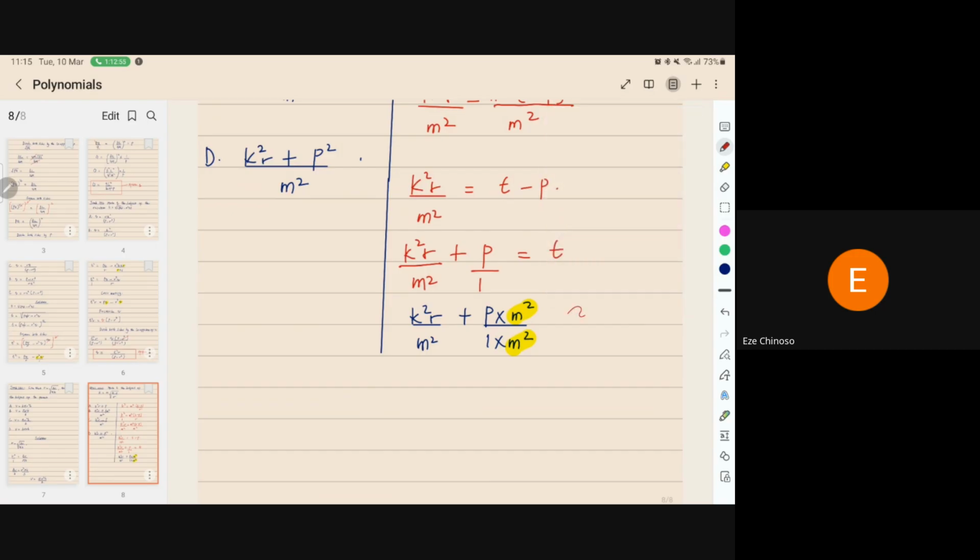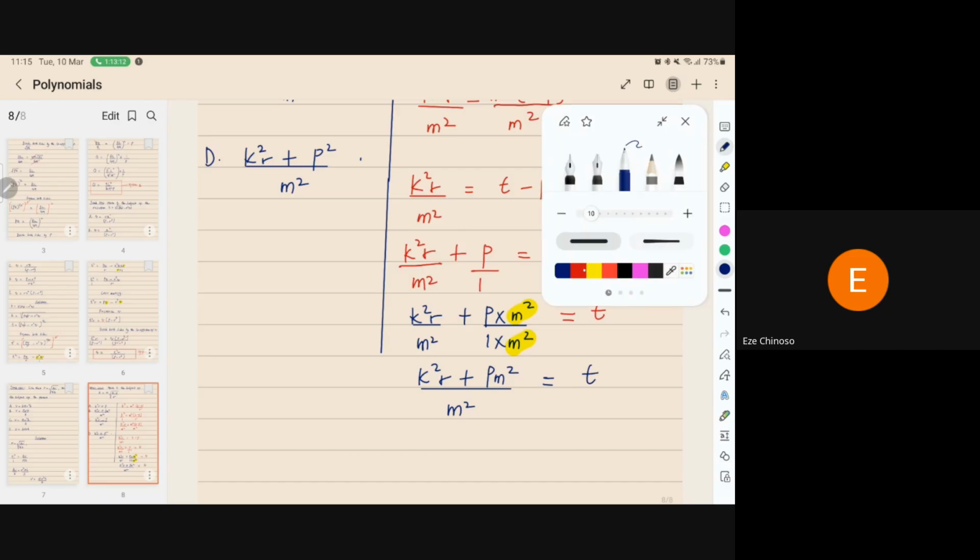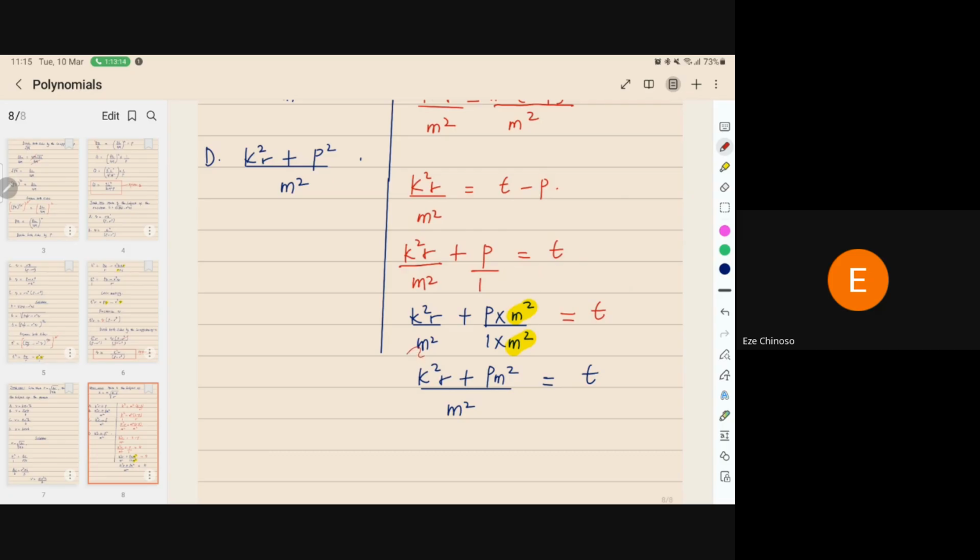So I totally disagree with you guys. Now that said, we are going to now have K squared R. Since they have the same denominator now, I can bring them together, plus P M squared, divided by M squared, is equal to T. So our answer should be A and not C.